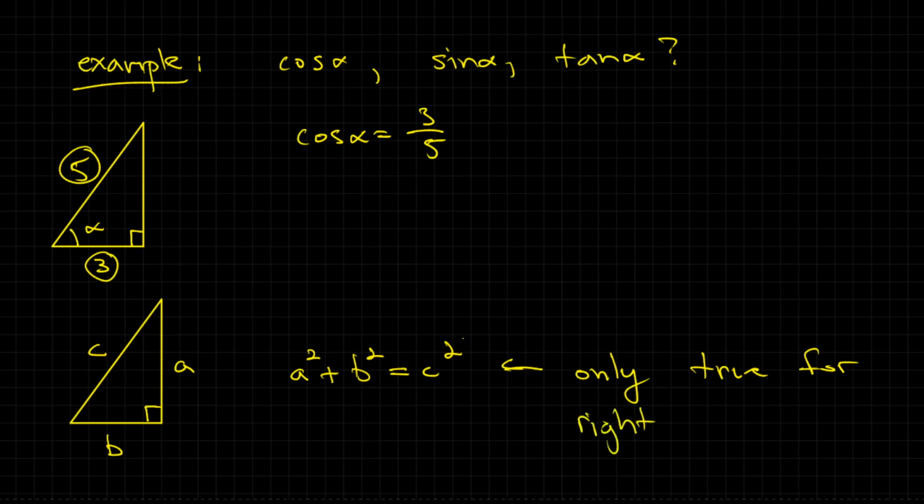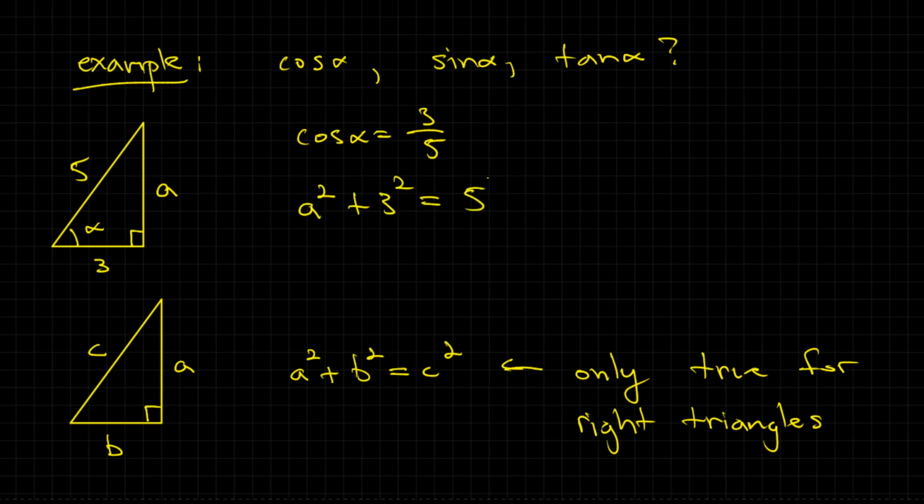And notice that the length of the hypotenuse is on the right hand side as well. That is also important. So if we call the length of this unknown side a, then we can figure out a by writing the Pythagorean theorem: a squared plus 3 squared is equal to 5 squared. And we can go ahead and solve for a.